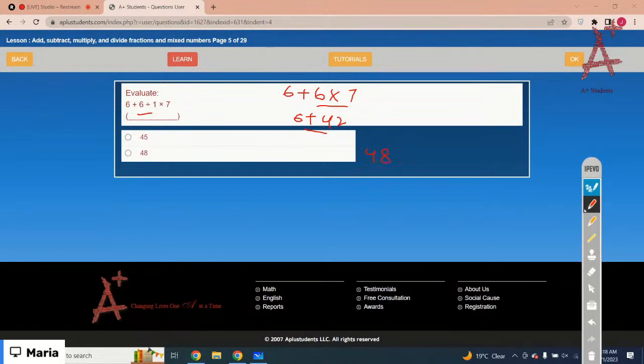Just select the correct option, then click on the OK button.